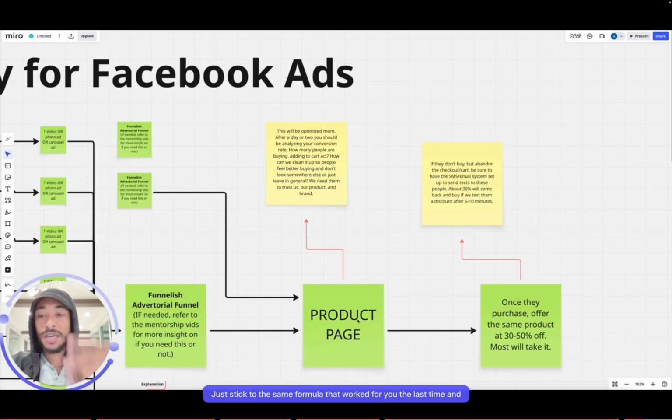Just stick to the same formula that worked for you the last time, and spend most of your time on the ad creatives, because the ads are what matters. The ads are what brings you the money. Yes, the website can be optimized later. Make sure it's clean, it's minimal, it has what the customer needs for the most part, and don't have a bunch of jumbled up words. Clean and minimal, like Apple. Look at Apple.